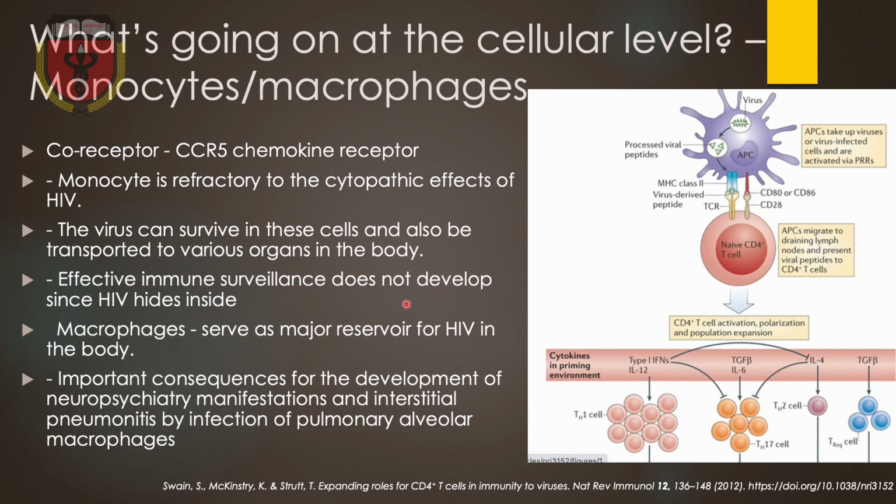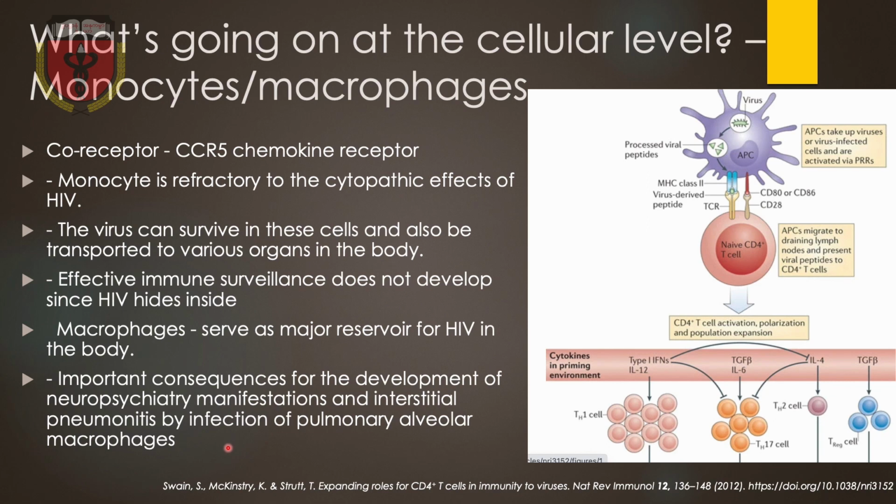And one other reason is that monocytes and macrophages are the first line, the first defense of the immune system, innate immune cells. So being able to survive in these cells helps the virus disseminate to all different parts of the body. So effective immune surveillance does not really develop since HIV hides inside them. Macrophages serve as a major reservoir for HIV in the body, just like I mentioned.